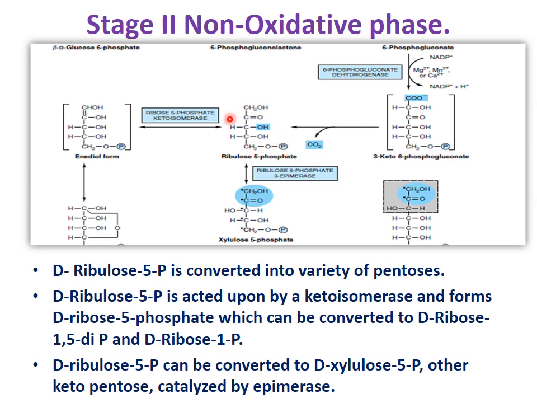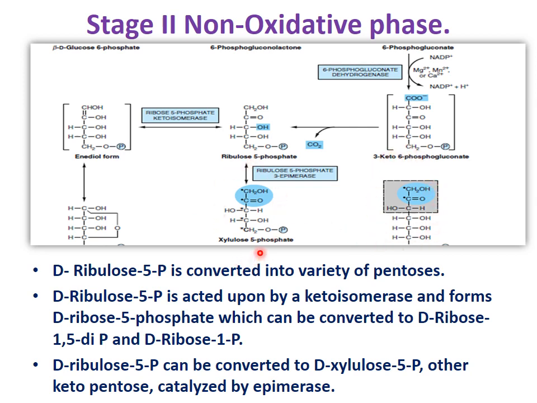Now this ribulose 5-phosphate gets converted into other forms. It gets converted into a variety of other pentose sugars, that is xylulose 5-phosphate and ribose 5-phosphate. So these compounds are formed, that is 2 are xylulose 5-phosphate and 1 is ribose 5-phosphate. In this way ribulose 5-phosphate is converted to ribose 5-phosphate. This is ribose 5-phosphate and this is xylulose 5-phosphate.